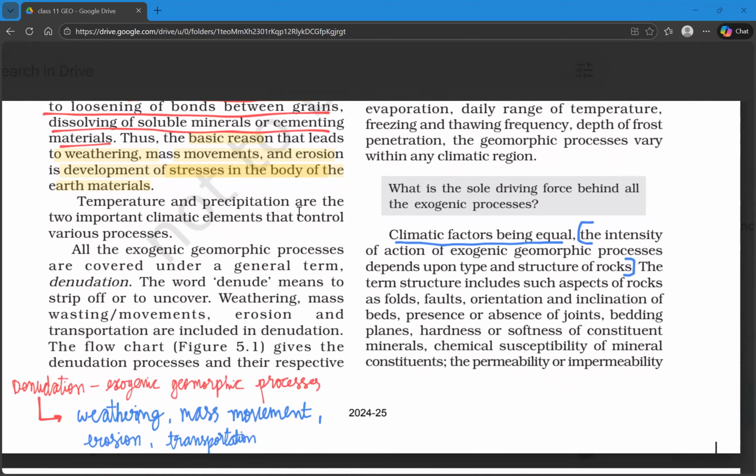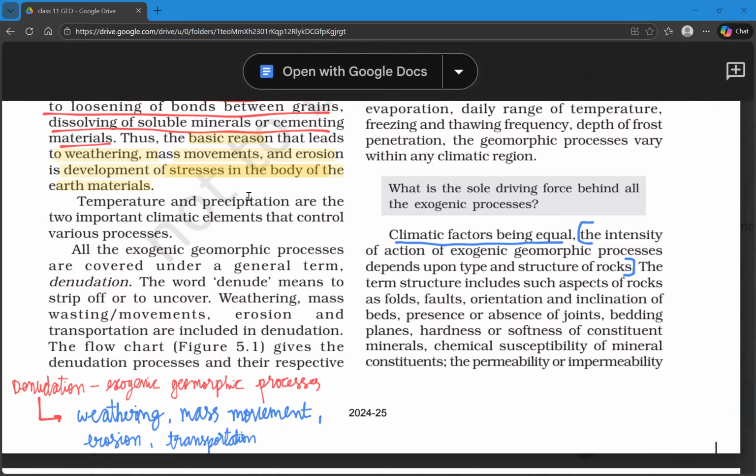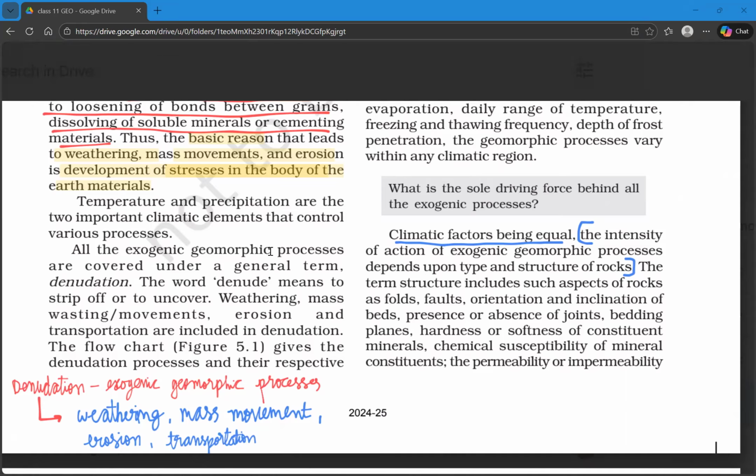Temperature and precipitation are the two important climatic elements that control various processes. So what are the things that control processes? That is temperature and precipitation. All the exogenic geomorphic processes are covered under a general term called denudation. So what is denudation? Under denudation, all the exogenic geomorphic processes are included.